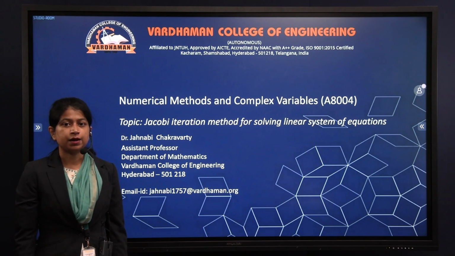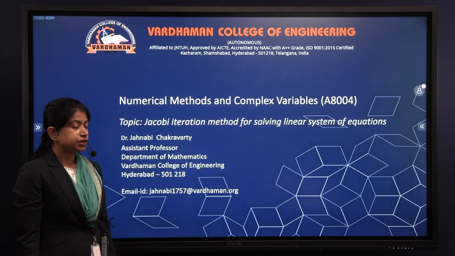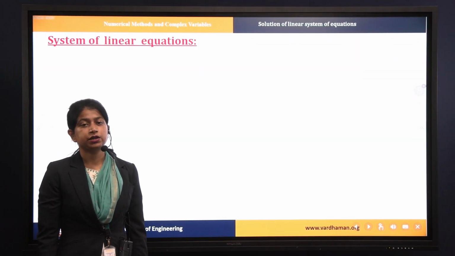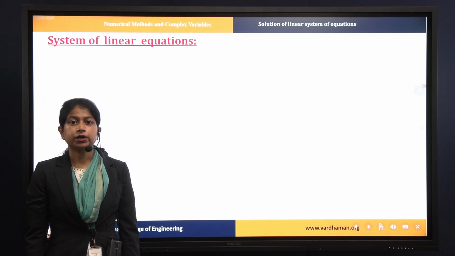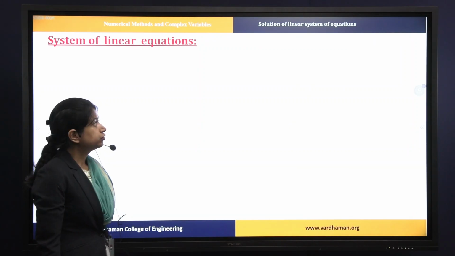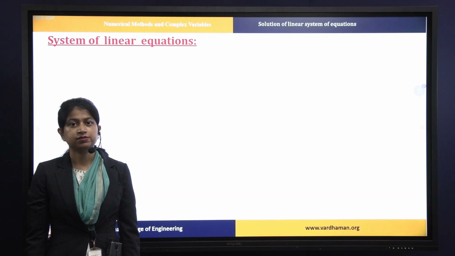Today in this video, I am going to explain the Jacobi iteration method for solving linear system of equations. Let us now see what is system of linear equations. System of linear equation involves two or more equations that has same set of variables. Here we are considering three linear equations which involves x, y and z as variables.